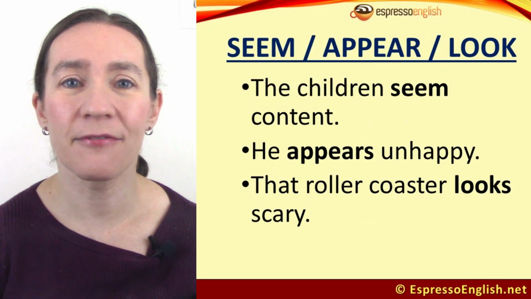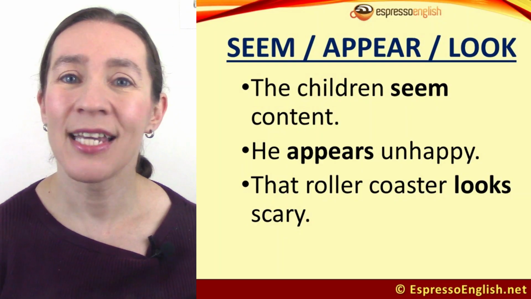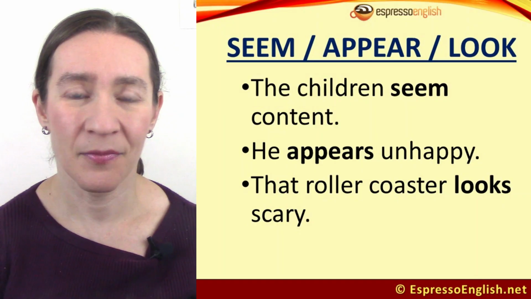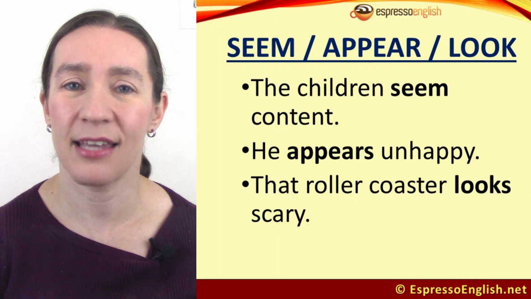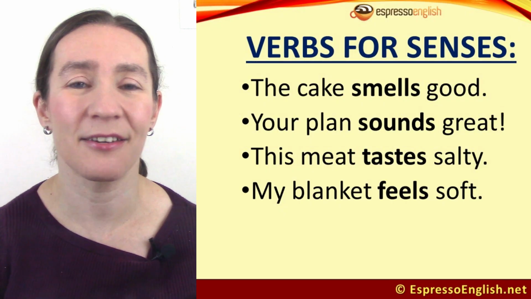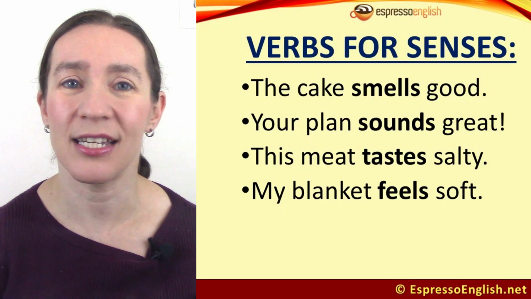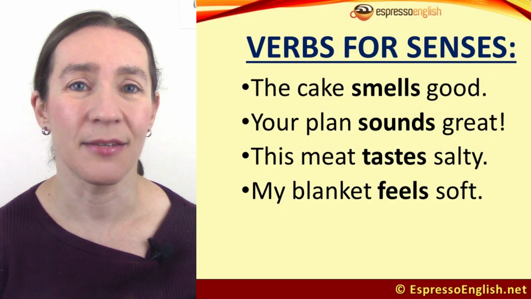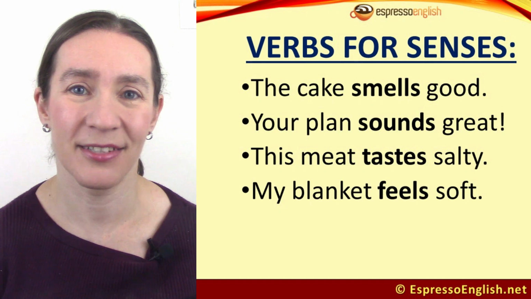We've also got the linking verbs seem, appear, and look. The children seem content. He appears unhappy. That roller coaster looks scary. And finally, the linking verbs smell, sound, taste, and feel. The cake smells good. Your plan sounds great. This meat tastes salty. My blanket feels soft.